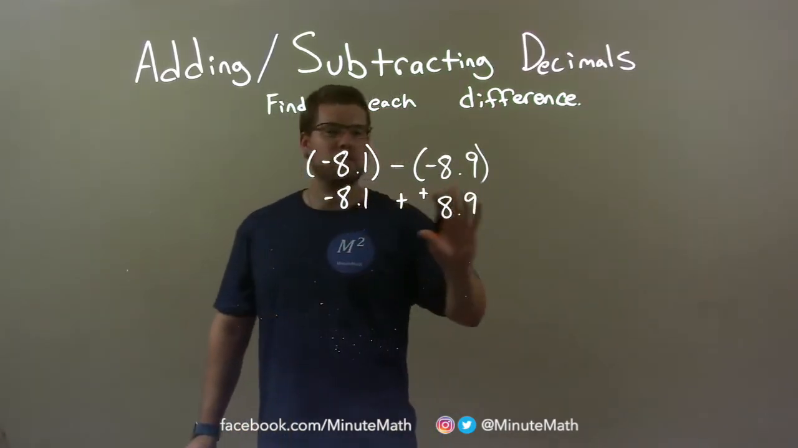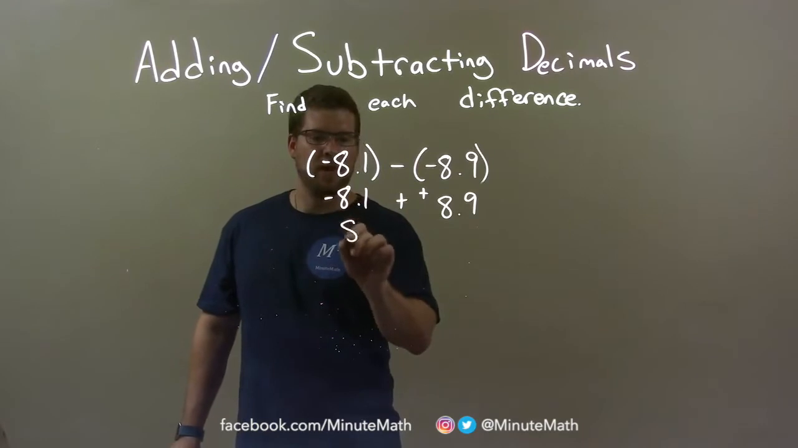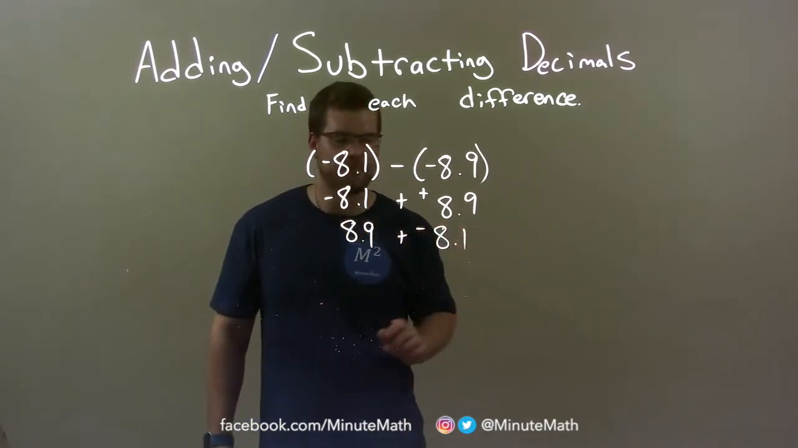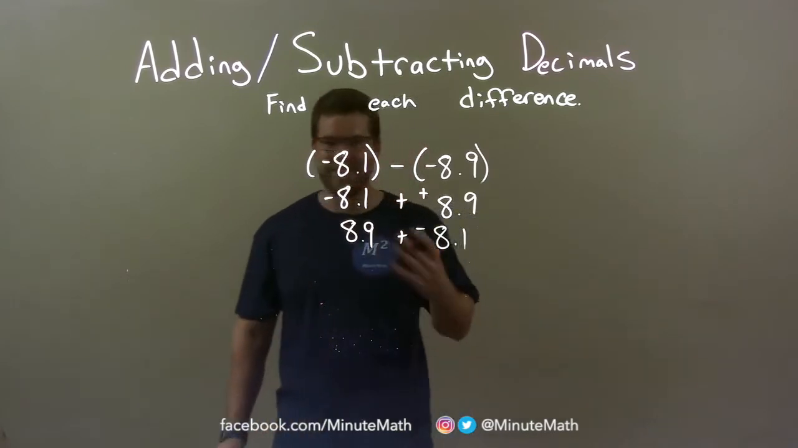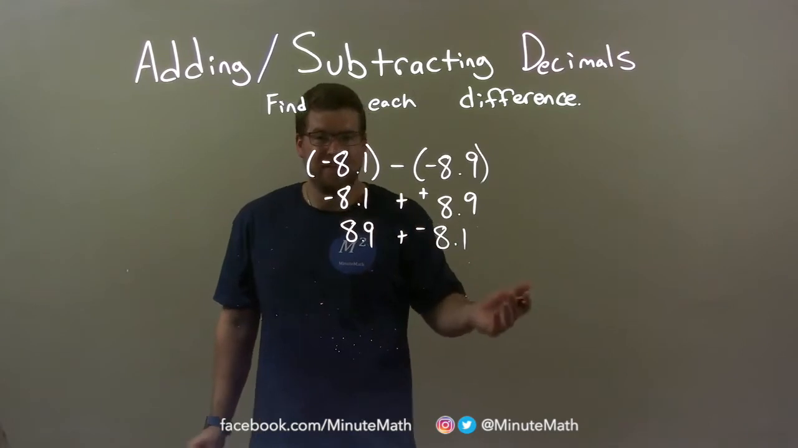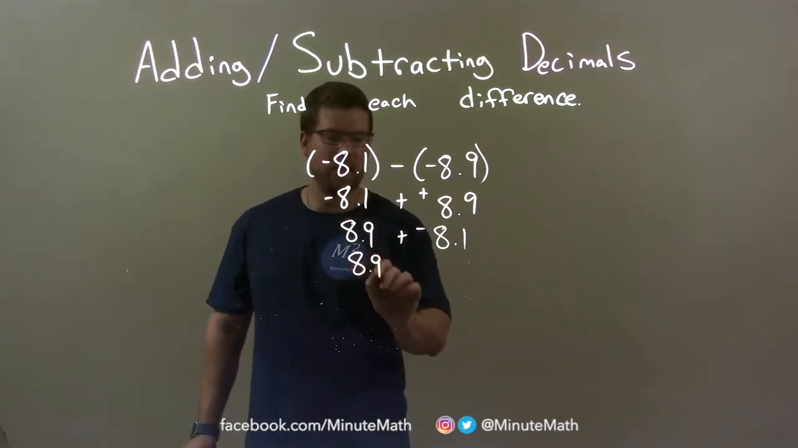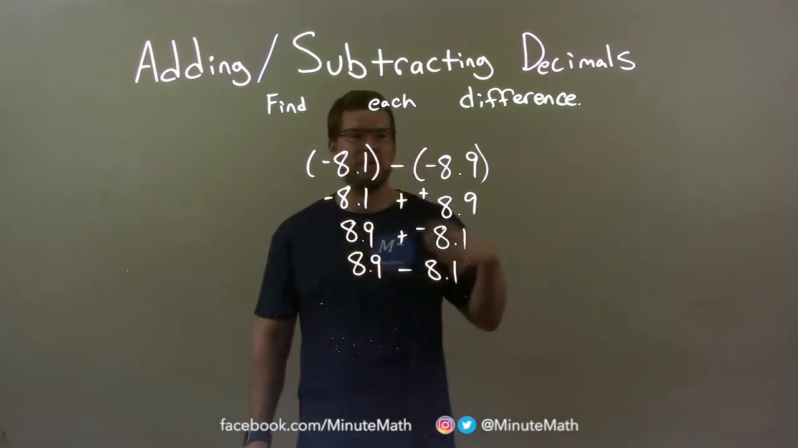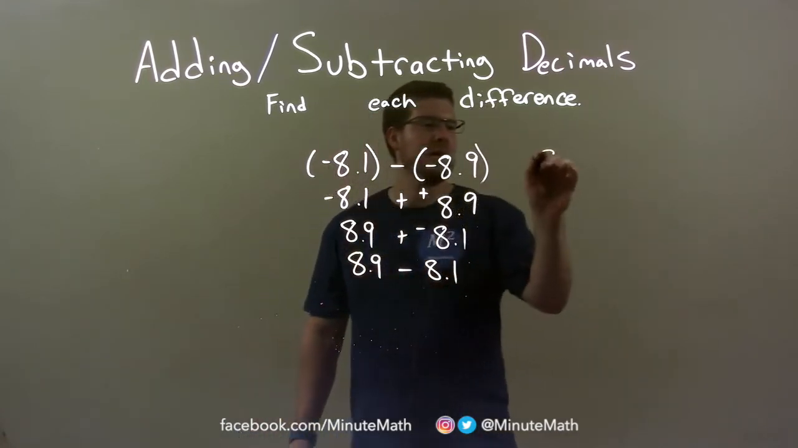Now, with the rules of addition, I can rearrange this, right? So I have 8.9 first, and then here, plus a negative 8.1. All right, where do I go from there, right? A lot of steps here, right? 8.9 plus a negative 8.1, that's the same thing as subtraction. 8.9 minus 8.1.